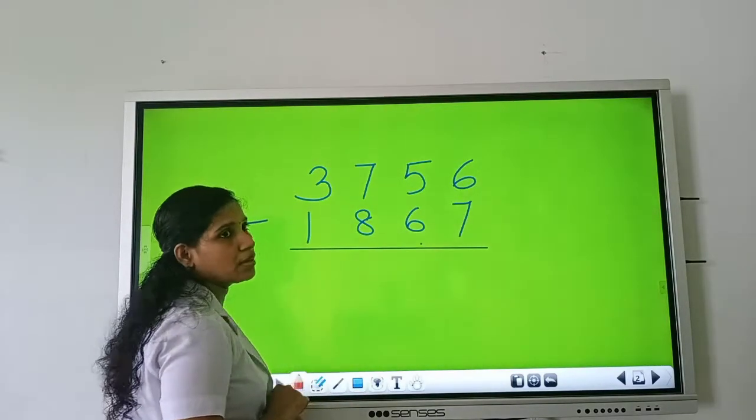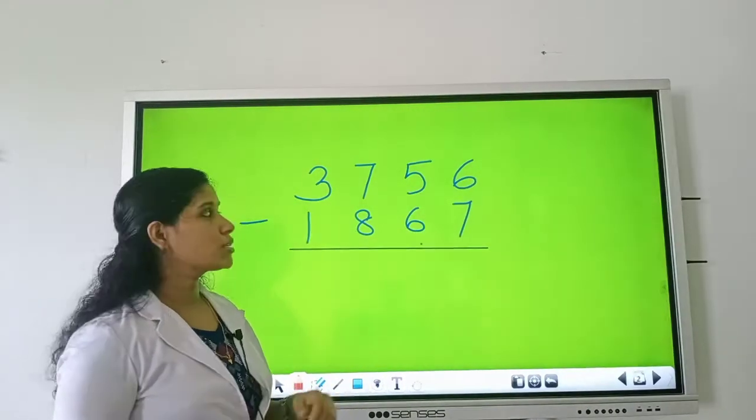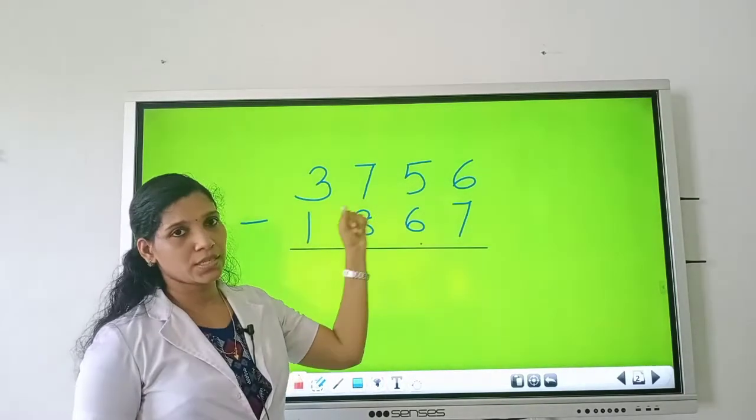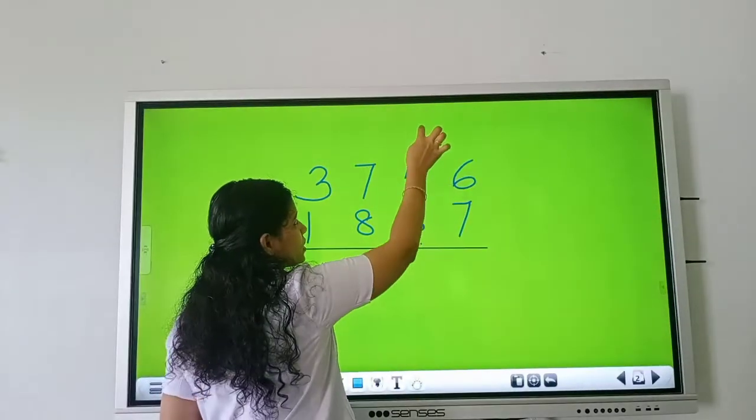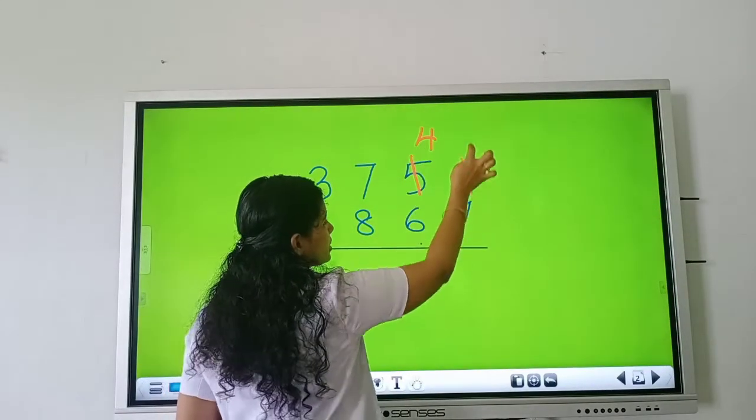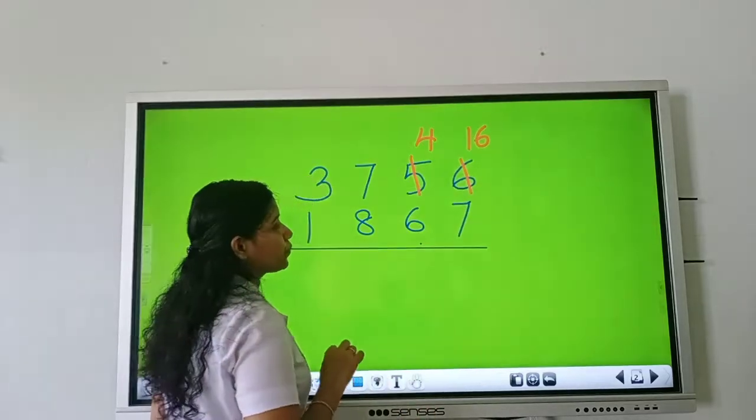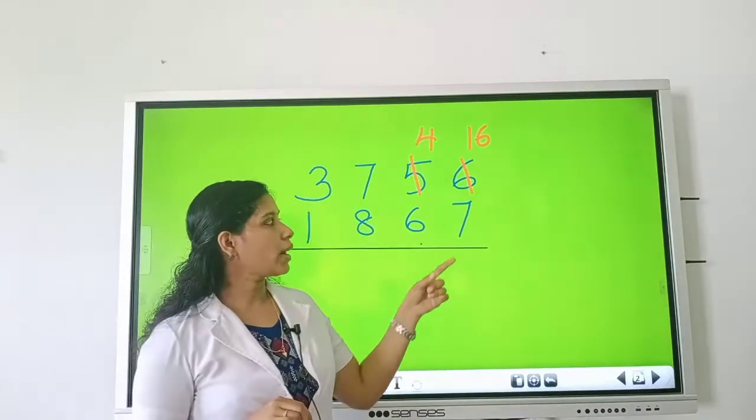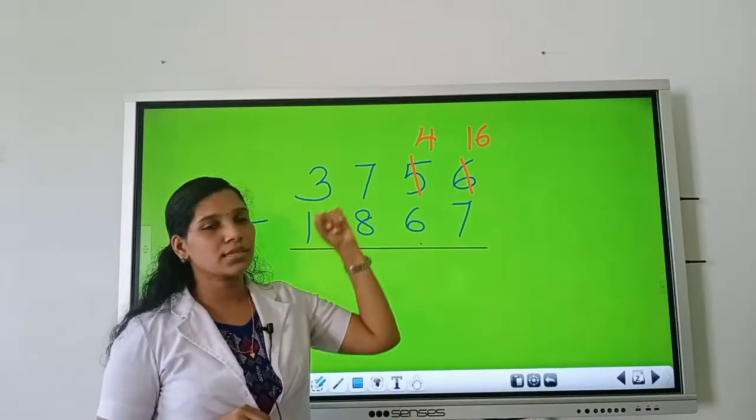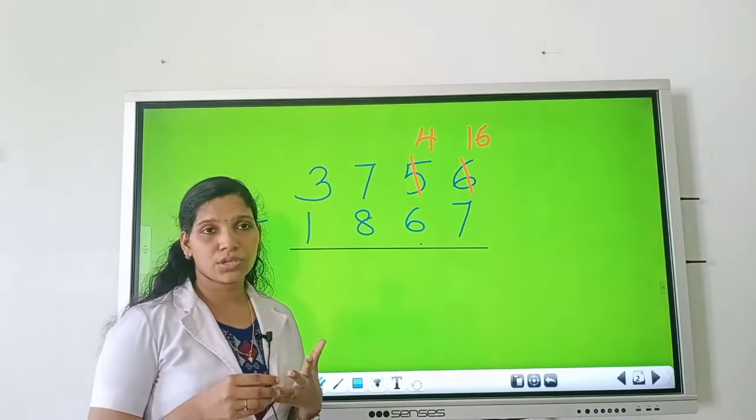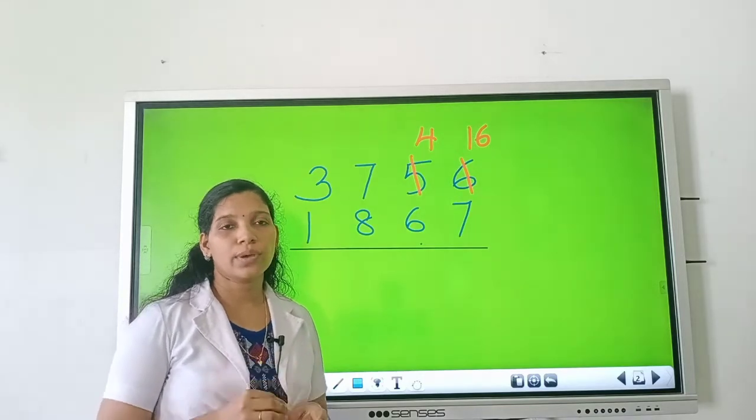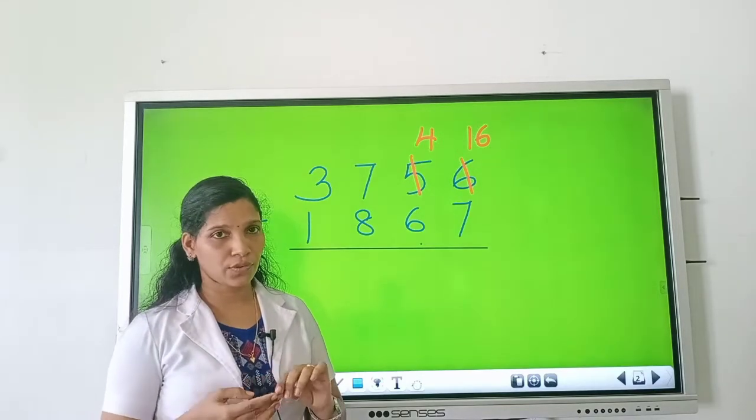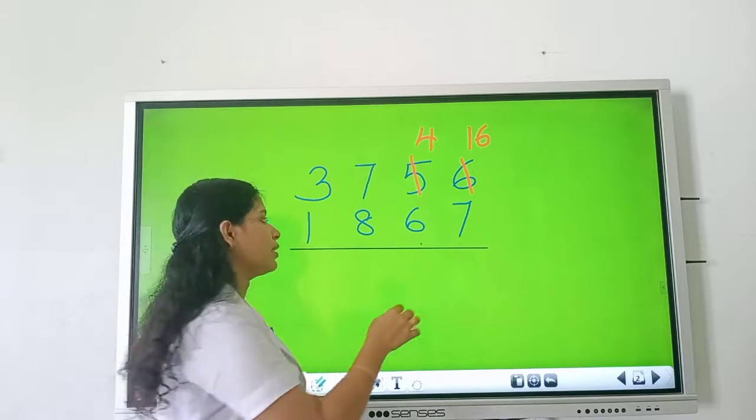6 minus 7. 6 is a smaller number, so we will have to borrow from the nearest place. So this will become 4 and 6 will become 16. Now add numbers to 7 to get 16. 8, 9, 10, 11, 12, 13, 14, 15, 16. 9 numbers.